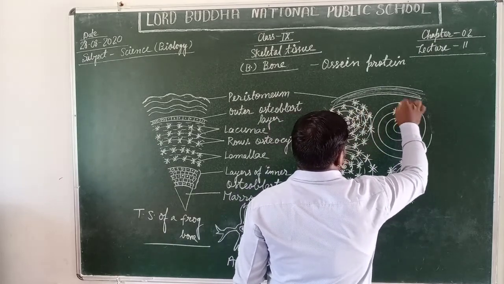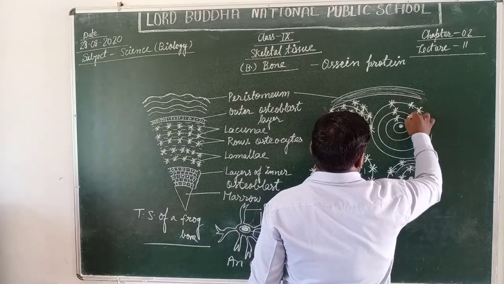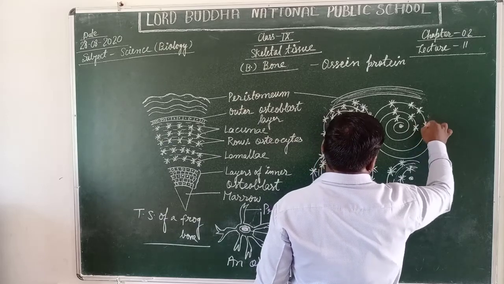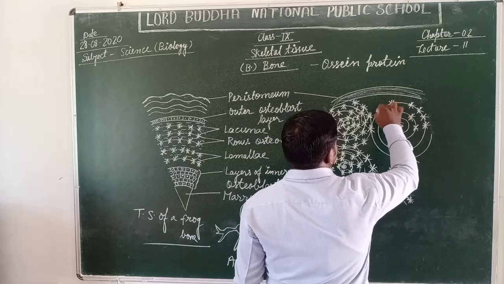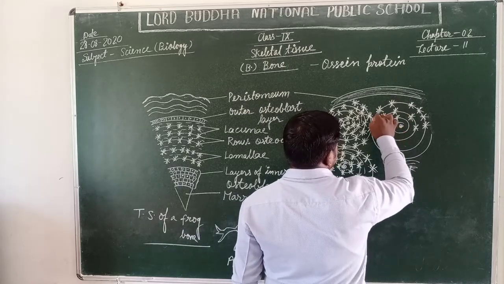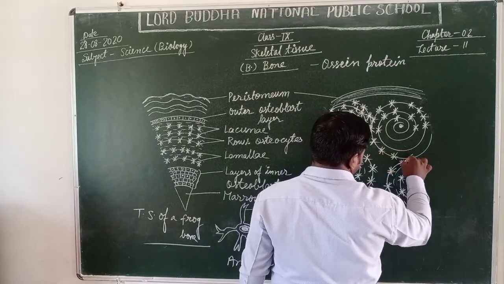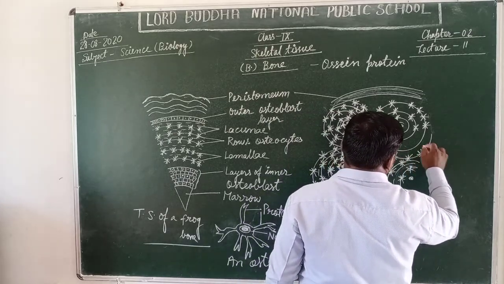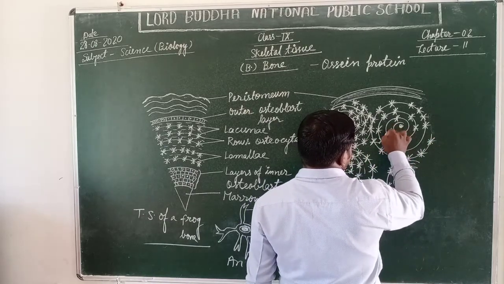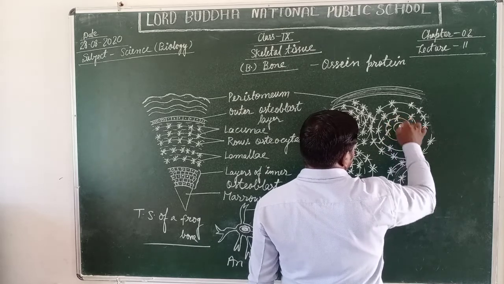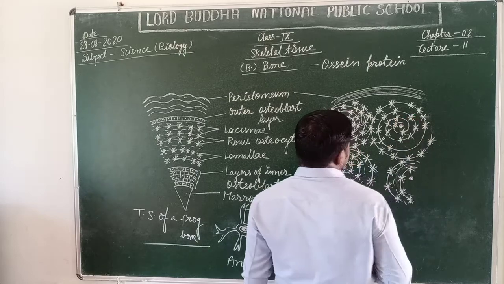Likewise, here I also arrange osteocyte cells on each and every concentric lamella. Now, here I am going to label this diagram.